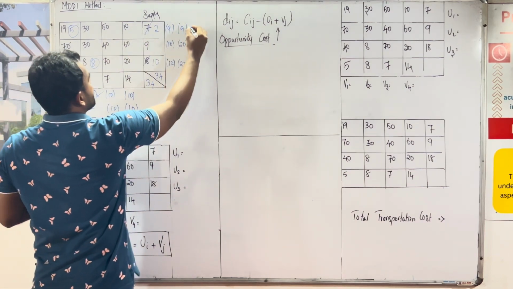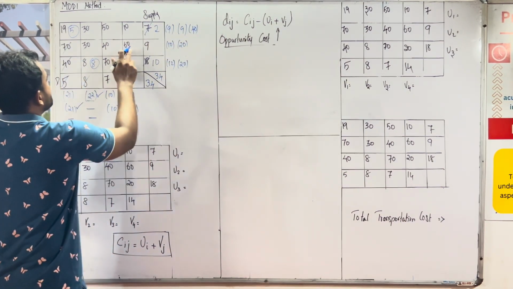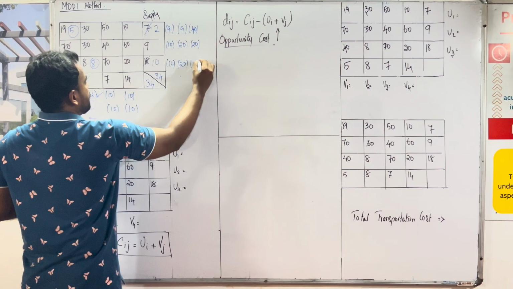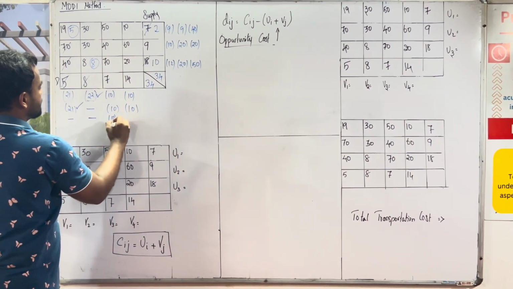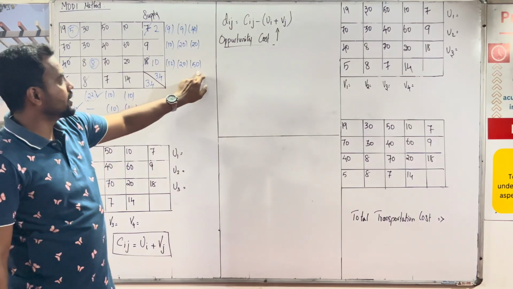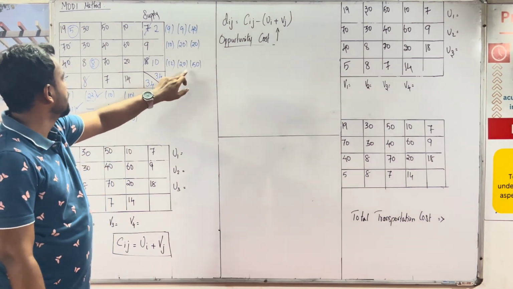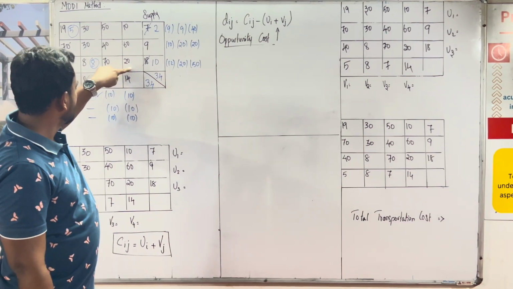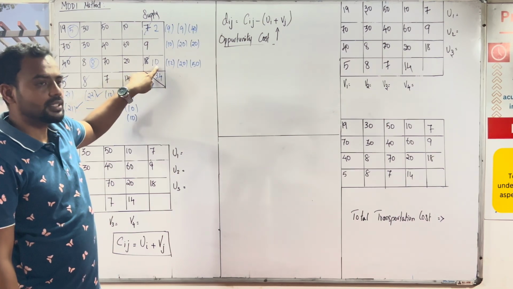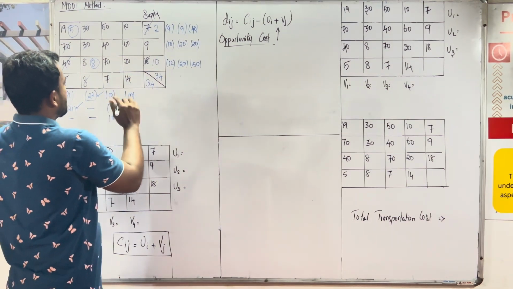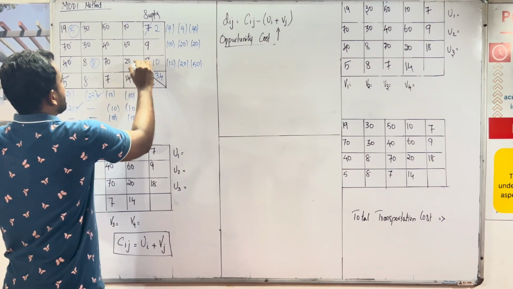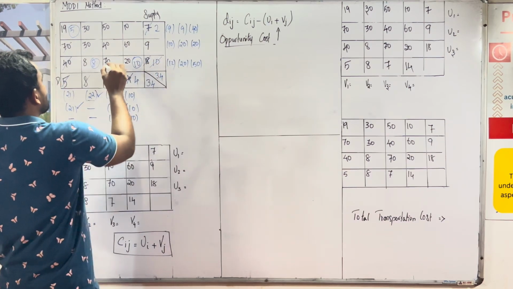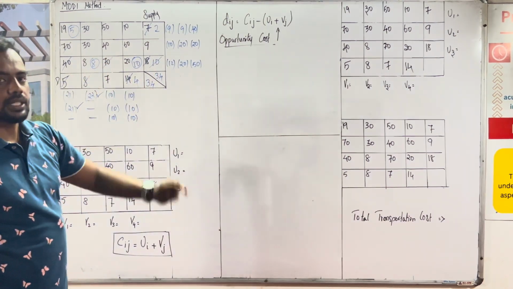50 and 10 gives 40. Here 40 and 60 gives 20, and 20 and 70 gives 50. The remaining values are the same. Among these, 50 is the largest value, and in this the minimum value is 20. Here the demand is 14 and the supply is 10, so the maximum we can allocate is only 10. The demand remains as 4, the entire supply gets over, so strike out the remaining values in the row.